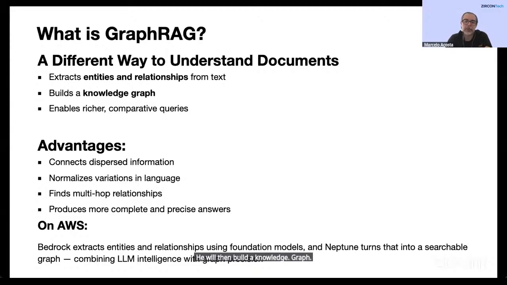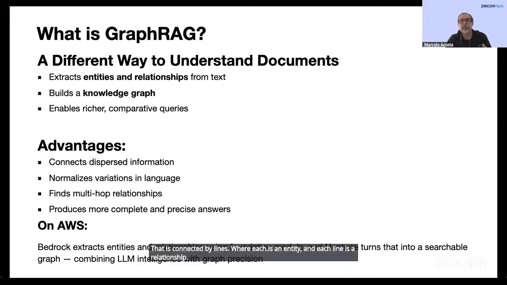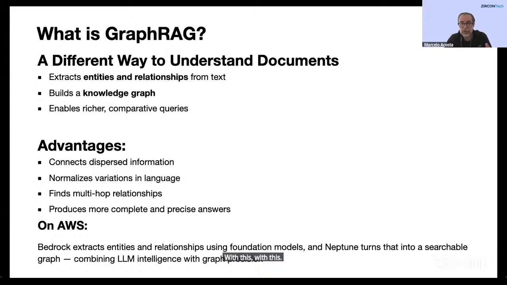So you can think of a graph as a network of dots that is connected by lines, where each dot is an entity and each line is a relationship. With this structure, the AI can reason across multiple connections. In AWS, we can build this easily using Bedrock to extract entities and facts. And Neptune, which is a graph database that AWS has, we use it to store and to query this graph.